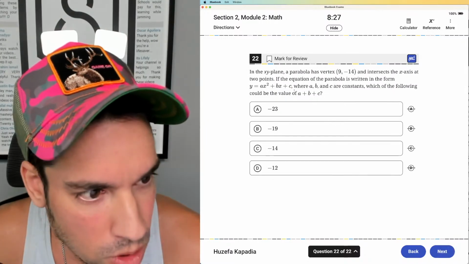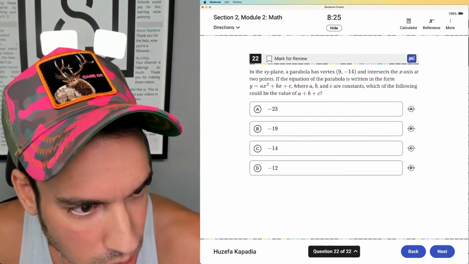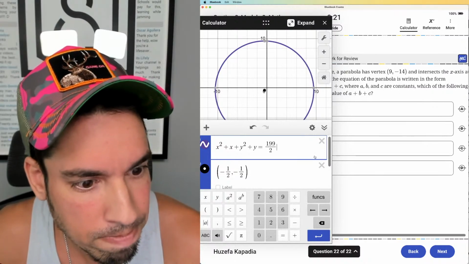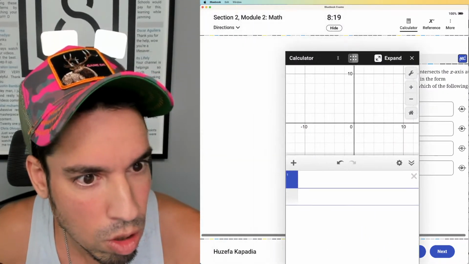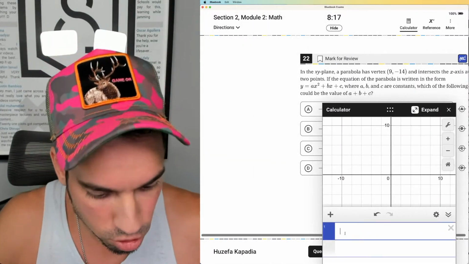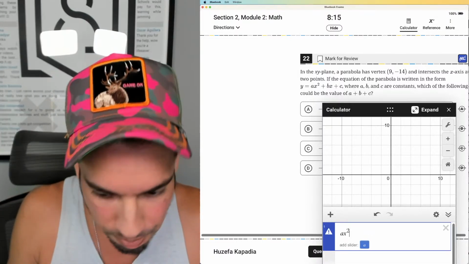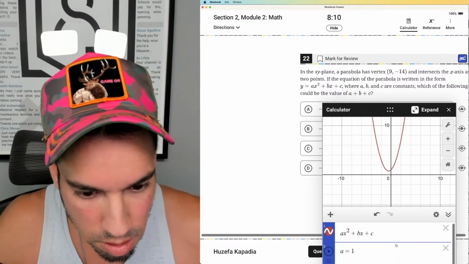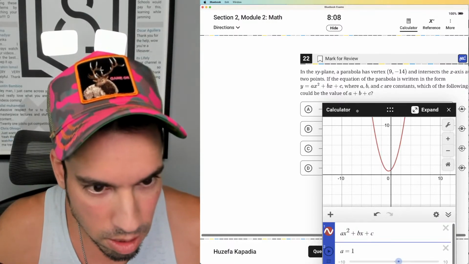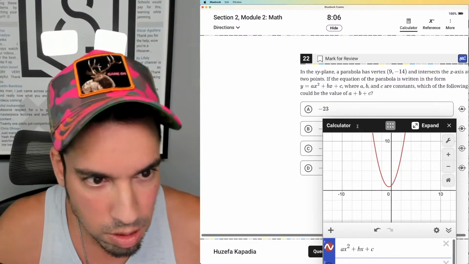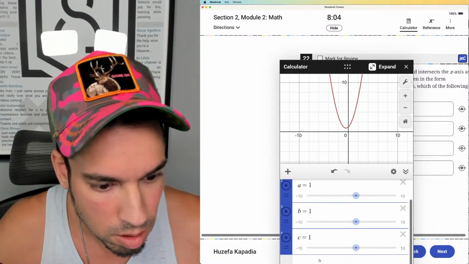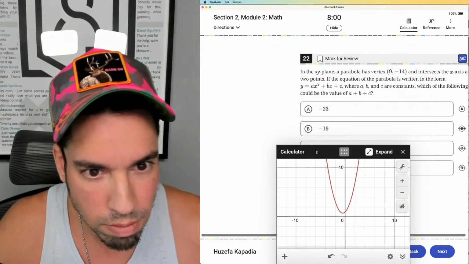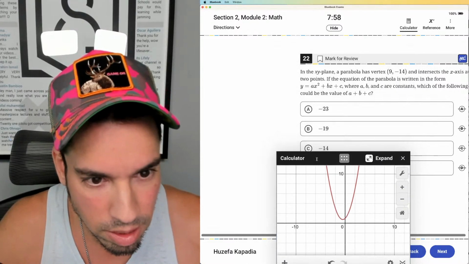And then this one has a vertex, boom, and intersects the x-axis at 2 points. We could totally do this in Desmos. Ready? Watch this. So we got ax squared plus bx plus c. Add a slider for all. And then we want a plus b plus c. And we want a vertex at 9, -14.